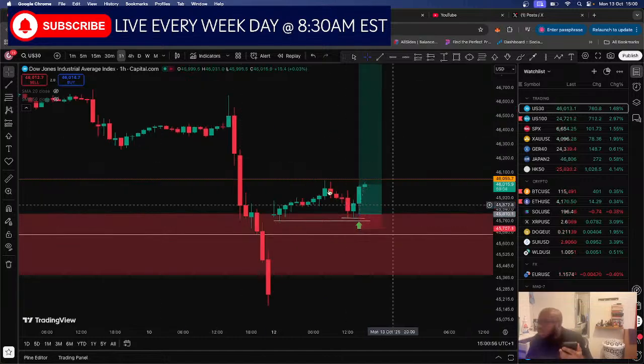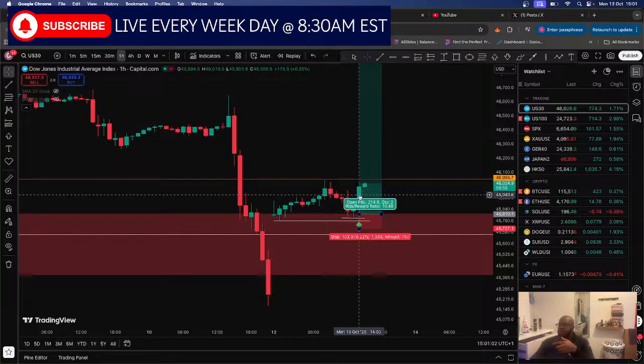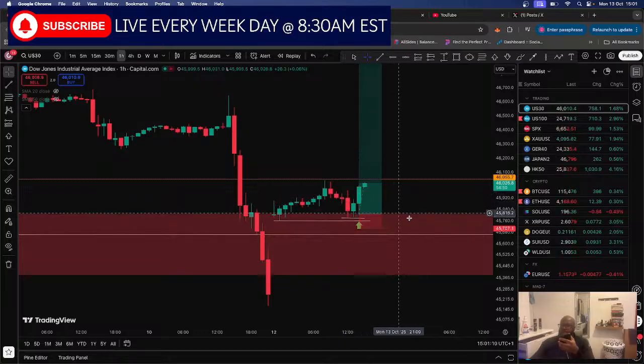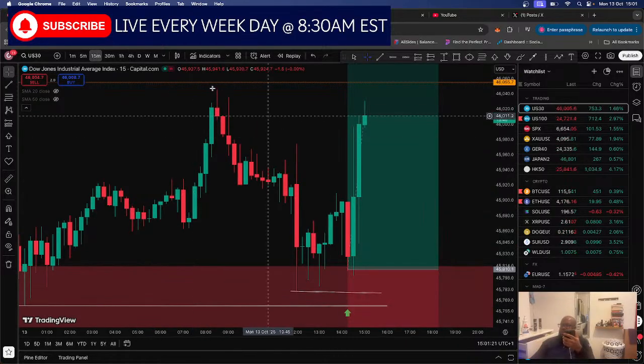Did this actually close above here? Let's see. The open of this candle was 985. The close of this candle was 46,000. So that did confirm it. So yeah, we should be alright to rally higher now. We just have to watch what happens on the 4 hour, because we can't get a rejection again of this area. We have to see price sweep this and just completely take it out.